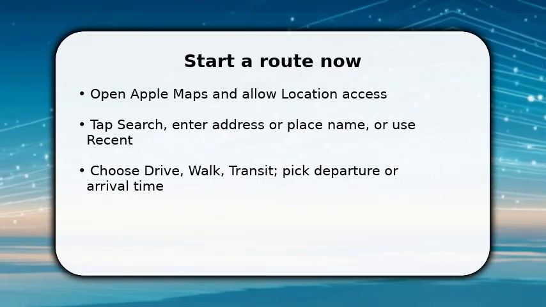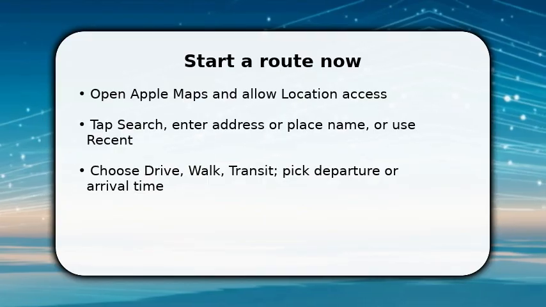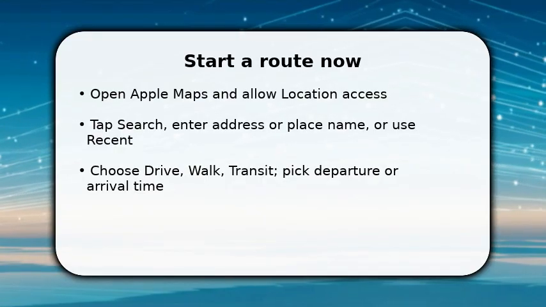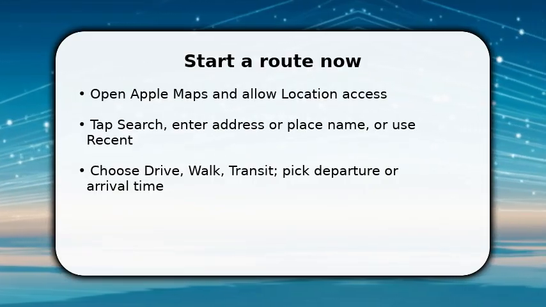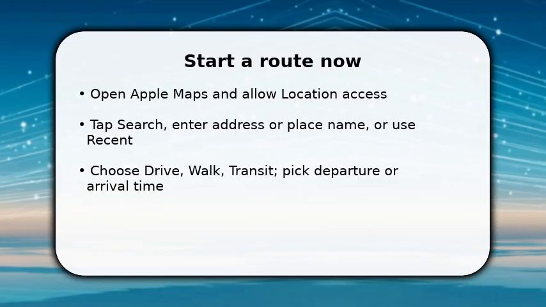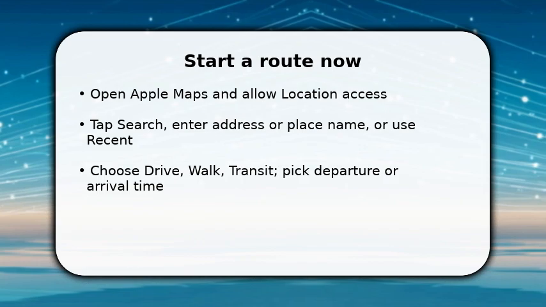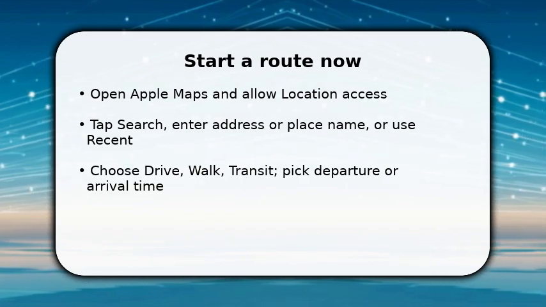Once a result appears, tap directions and choose drive, walk, or transit. This sets the navigation mode. Then set departure or arrival time if needed. Doing this ensures ETA and route options reflect traffic or schedules. Now you're ready to customize route preferences.